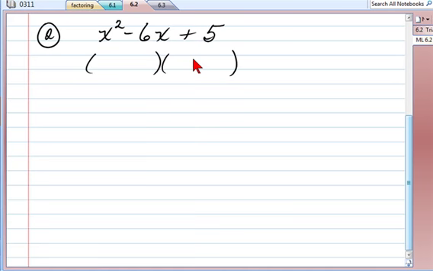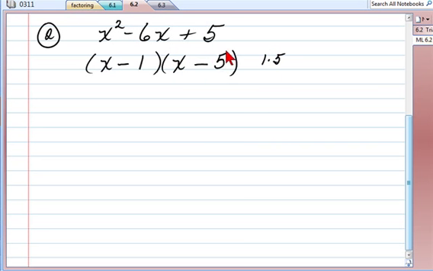Both negative. Okay, the rules are: if the last sign is positive, both signs in here match the middle term. If the last sign is negative, that's when you get one of each. So they're both negative. I know that to get x squared, I need x times x, so that's taken care of. 5 is a prime number. There's only one way to get 5, and it's 1 times 5. Does 1 plus 5 equal 6? Then those are right.